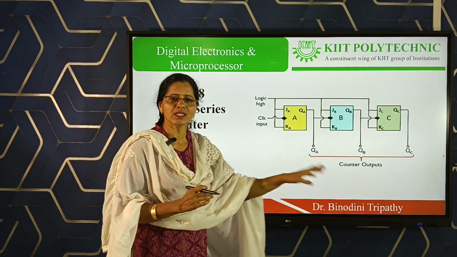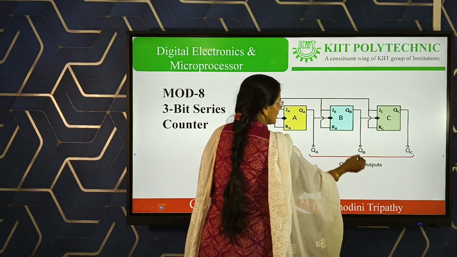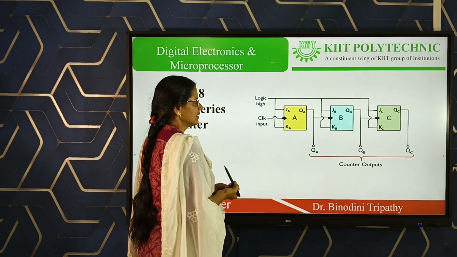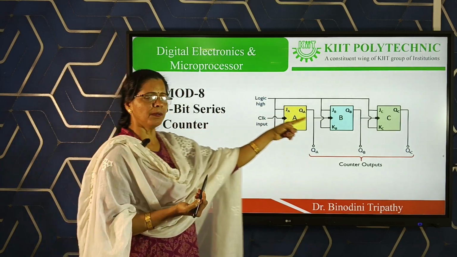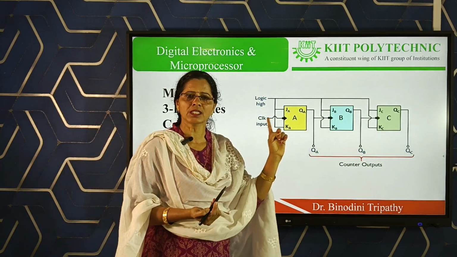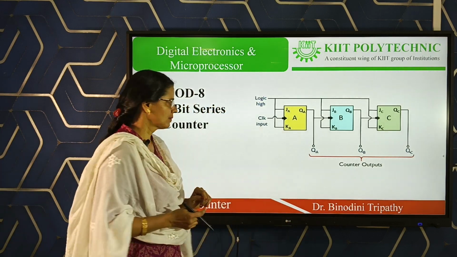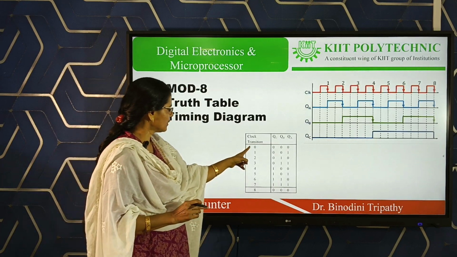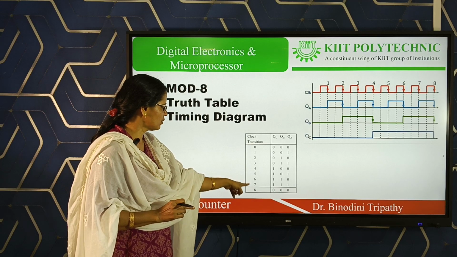Next we have to show the output terminals. Each flip-flop output is taken outside as an output terminal. This is your MSB, this is next, and this is your LSB bit. 3 outputs. So in case of a 3-bit counter, 3 flip-flops, 3 outputs. In case of a 2-bit counter, 2 flip-flops, 2 outputs. Then same process. Its truth table contains 8 sequences, starting from 0 to 7.